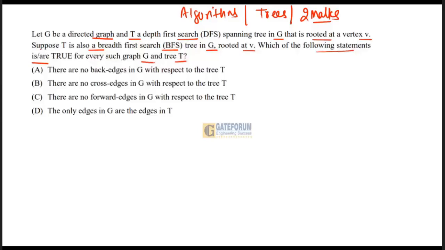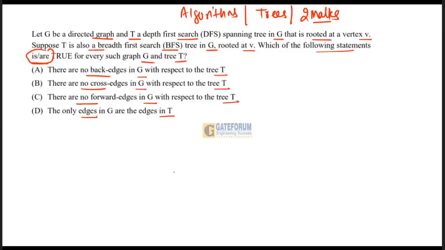So here "are true" means that multiple options can also be correct. So we need to go carefully with this, and we need to scan each and every option carefully. Option A is there are no back edges in G with respect to the tree T. Option B, there are no cross edges in G with respect to the tree T. Option C, there are no forward edges in G with respect to the tree T. Option D, the only edges in G are the edges in T.